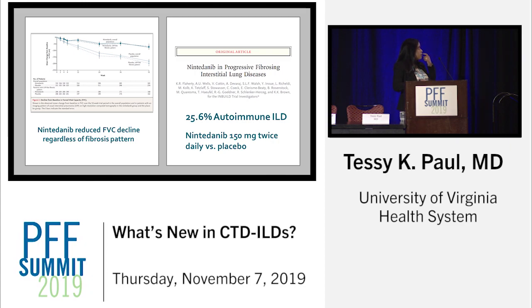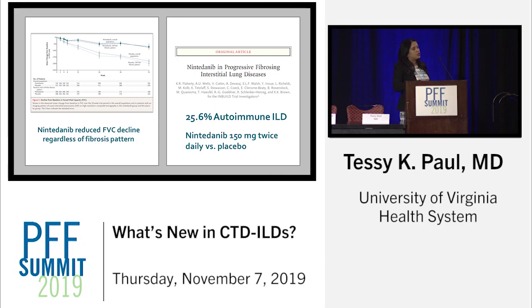And compared to placebo, you can see there's a difference in overall decline in terms of FVC. And they didn't meet any of their secondary endpoints. So nintedanib reduced FVC decline regardless of the fibrosis pattern. And as I said, about a quarter of these patients were autoimmune. I think about 20% were chronic HP.